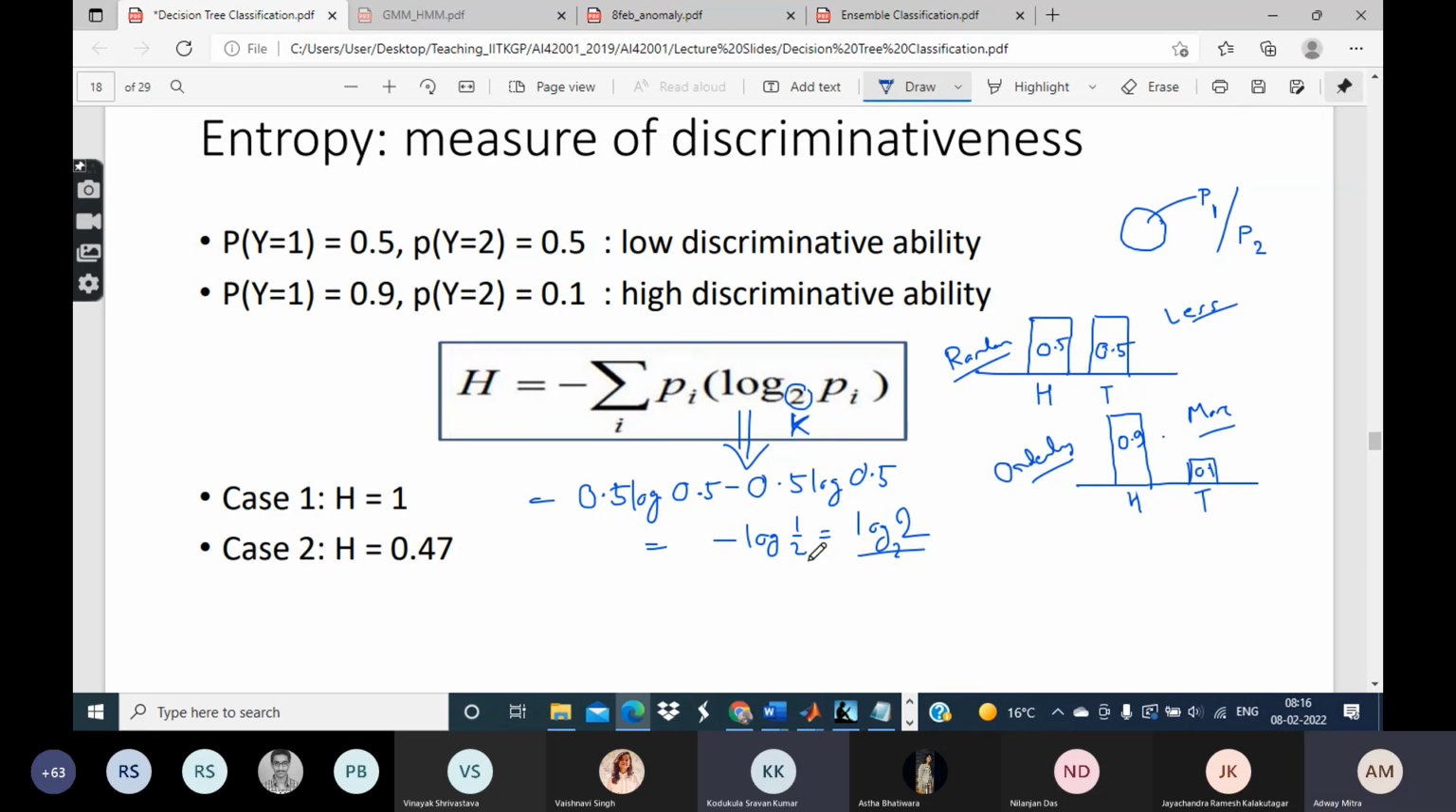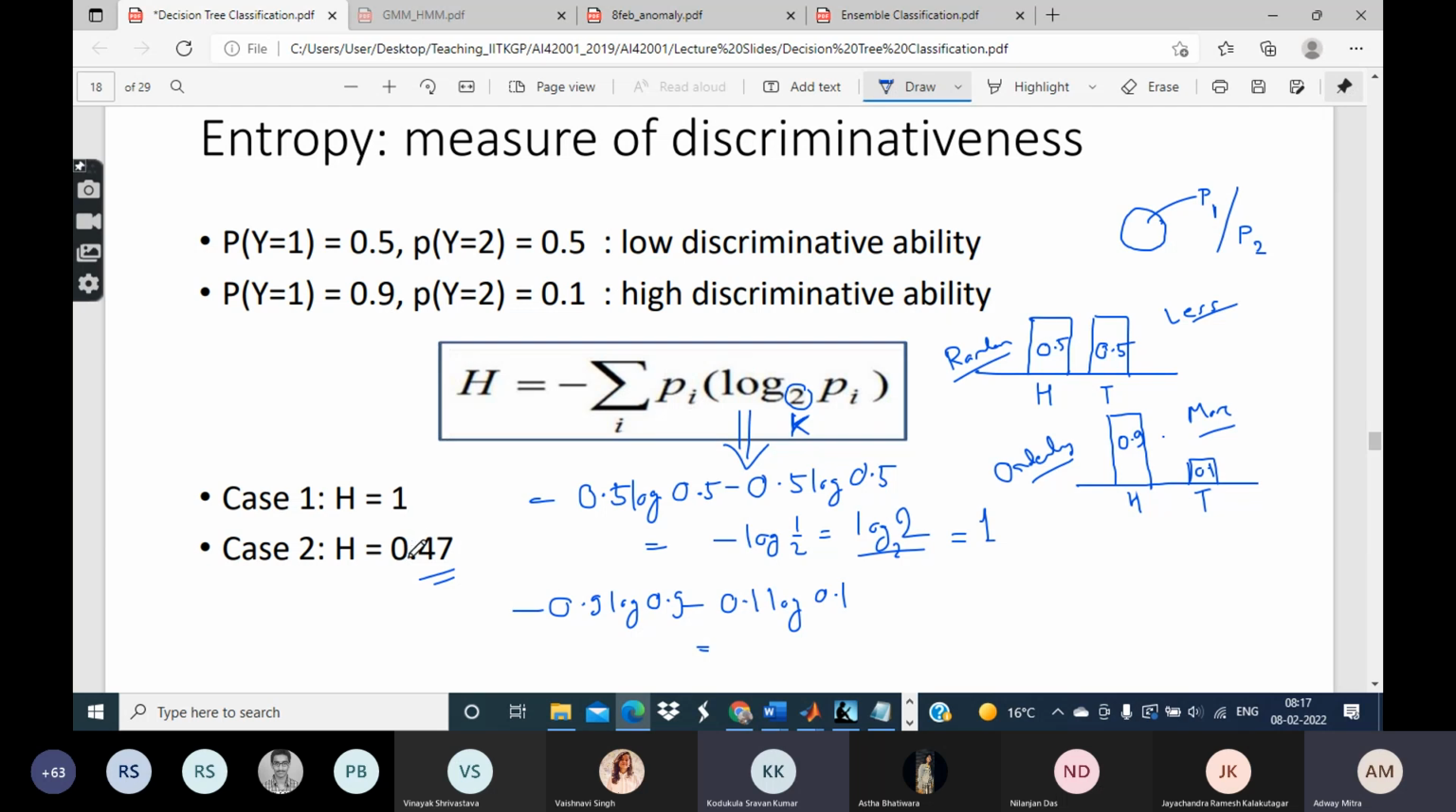If we take k equal to 2, this of course is 1. In the second case, it is minus 0.9 log 0.9 minus 0.1 log 0.1. Right, and so you can just work out the details, and it will probably get some value like 0.47.